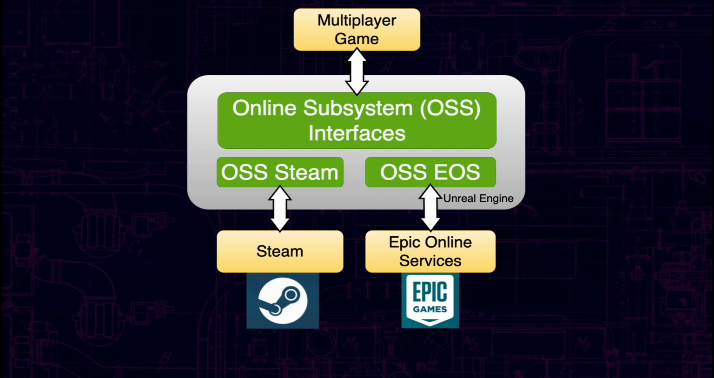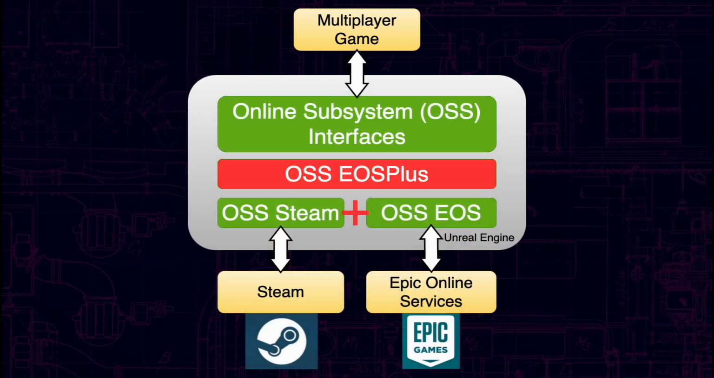In order to combine EOS with other online subsystems, Epic Games has designed a new online subsystem called EOS Plus. And this is really a great piece of software. EOS Plus aggregates the OSS EOS plus another platform OSS, for example Steam. By using EOS Plus, we can use all of the features of EOS while combining it with certain standard features of a different online subsystem. Specifically, we can use the non-interactive Steam login.